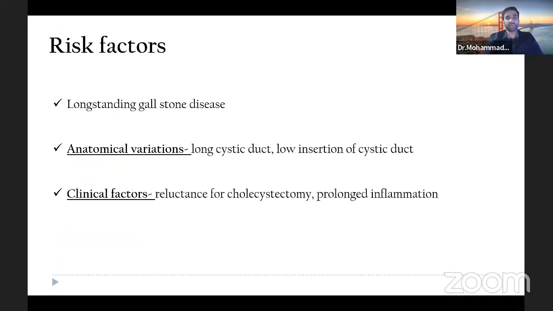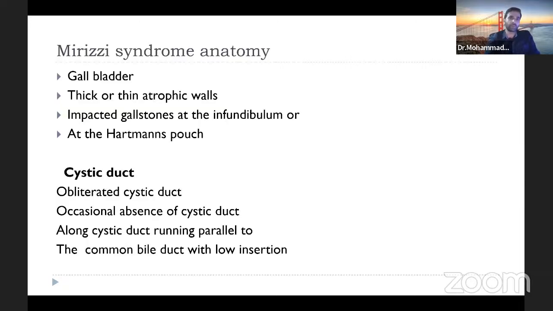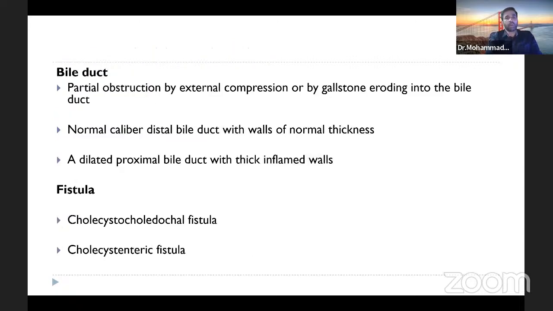What are the risk factors? If the patient has long-standing gallstone disease, anatomical variation such as a long cystic duct or low insertion of the cystic duct, or some clinical features like the patient being reluctant to undergo cholecystectomy or having prolonged inflammation. What is the anatomy? The gallbladder is involved. Usually the gallbladder has thick or thin walls, with the stone impacted at the infundibulum, at the Hartmann's pouch, or the cystic duct is obliterated, or absent, or the cystic duct runs parallel to the CHD, or has low insertion.